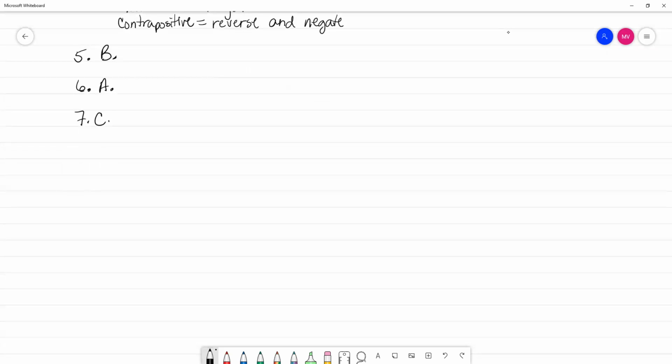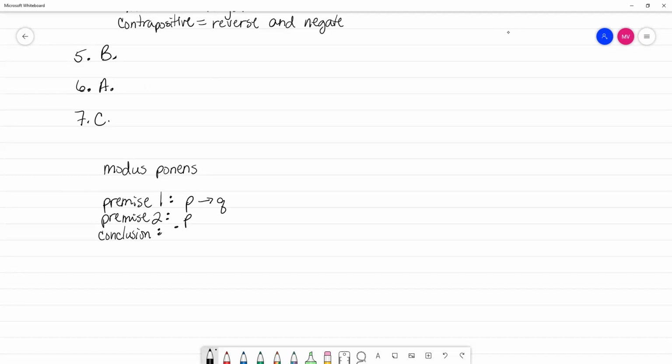So let's see, modus ponens. The first premise would be P, if P then Q. The second premise is P, and therefore the conclusion says therefore Q. So if P then Q, P is true, therefore Q is true.